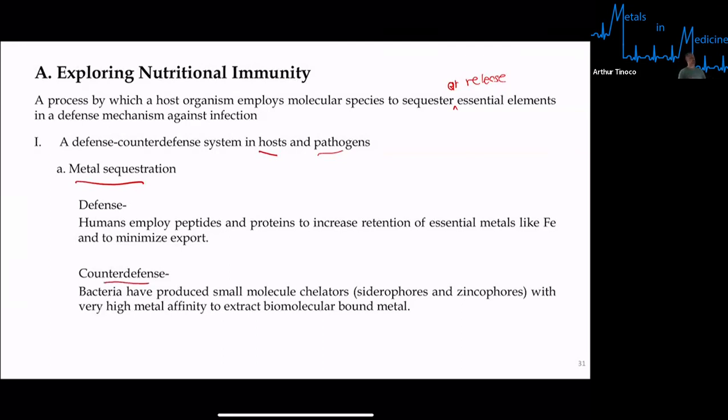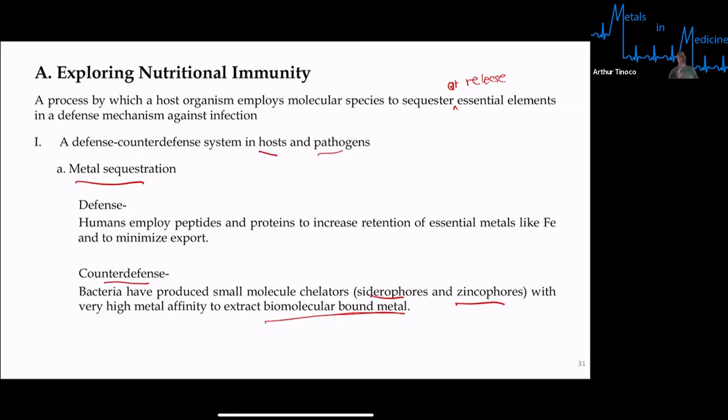But then as a counter defense, you have a number of bacteria, as we already discussed, that have produced a large variety of small molecule chelators. So, for example, siderophores, or even very similar zincophores, which obviously have an affinity for zinc. And so the idea is that they have a sort of redundancy of these particular small molecules that have a very high metal affinity to be able to extract metal, iron, or in this context zinc, that's bound to a biomolecule with very high affinity.